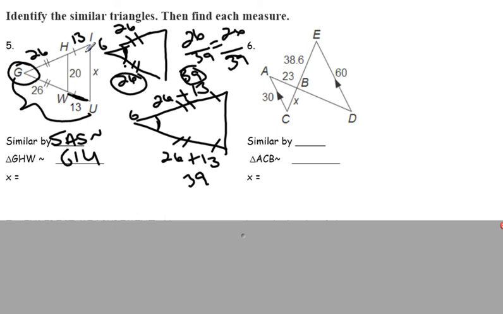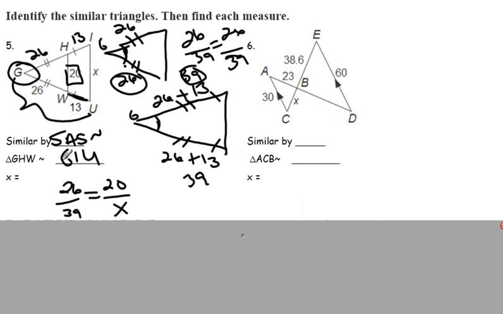Now, in order to find x, well, the ratio of our sides is 26 to 39. We also have a third set of sides here. So if we set up a proportion representing this third set of sides, we know the ratio of the third set of sides has to be 26 to 39 as well. So the ratio 26 to 39 has to equal the ratio of 20 over x.